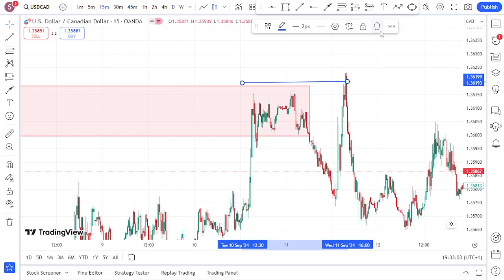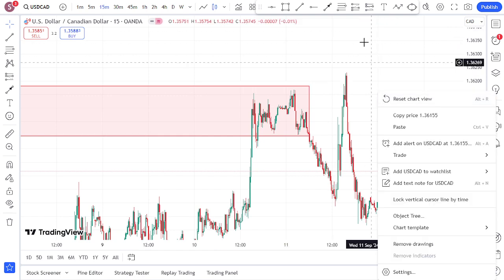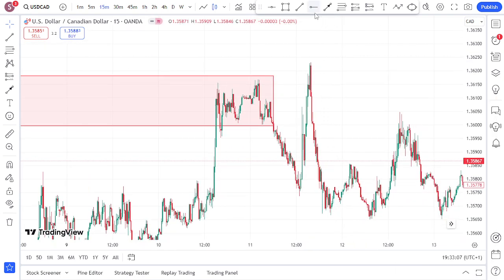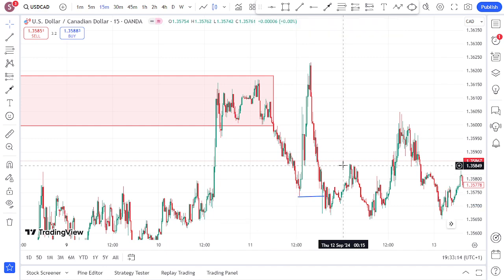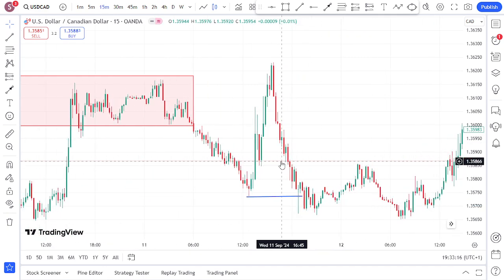And then what happened? The next thing that happened is this market now started pushing to the downside aggressively, and even caused a break of structure, just like that. So it caused a break of structure.